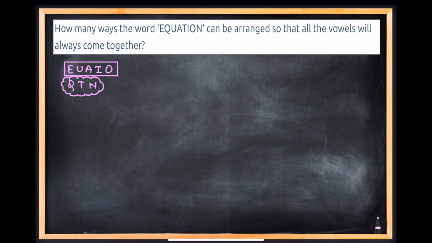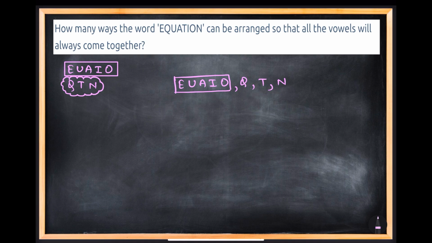Now look at this. Vowels always come together. So what will we do? This is the tie method. We will put E, U, A, I, O into one box. So this is box number 1, and then Q, and then T, and then N. We will treat this box as a single element. Now how many members do we have? Member 1, member 2, member 3, and member 4.